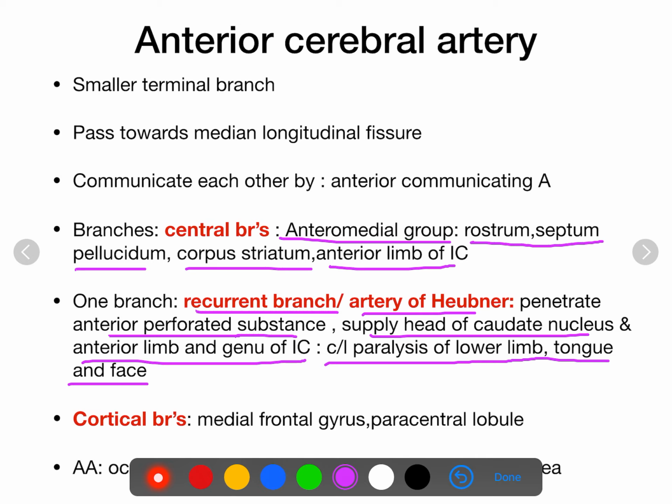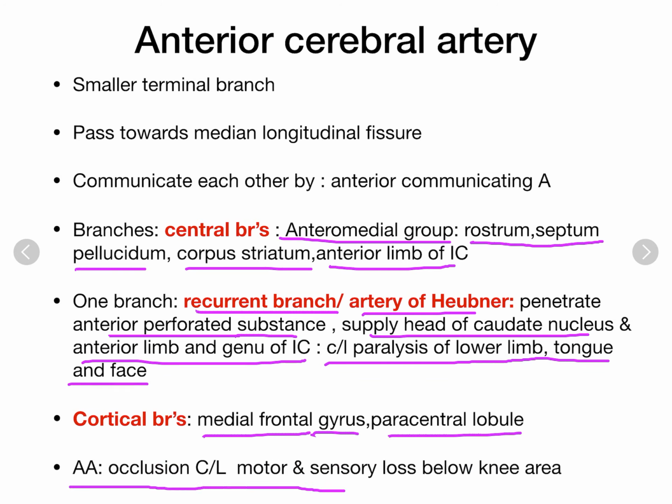The cortical branches we have already mentioned: orbital, frontopolar, pericallosal, callosomarginal and parietal. These branches supply the medial frontal gyrus and paracentral lobule. Occlusion causes contralateral motor and sensory loss below the knee, because it supplies the medial surface of the paracentral lobule. The anterior part of the paracentral lobule is the motor area below the knee, as well as the sense of defecation and micturition.